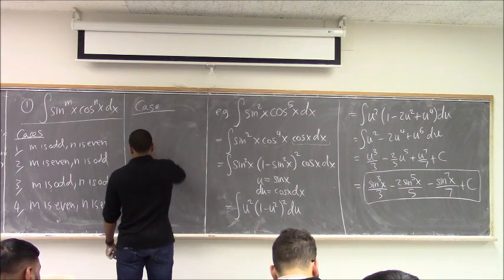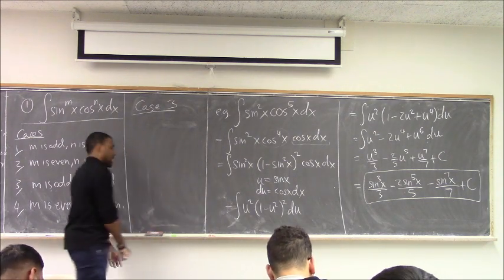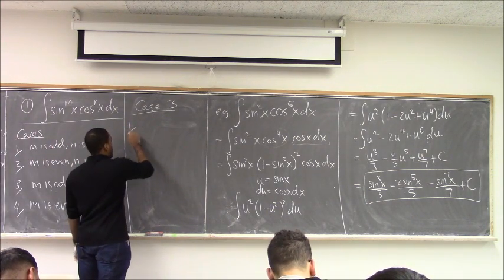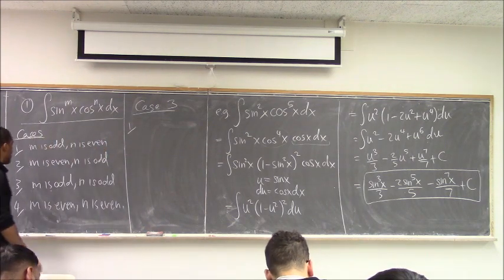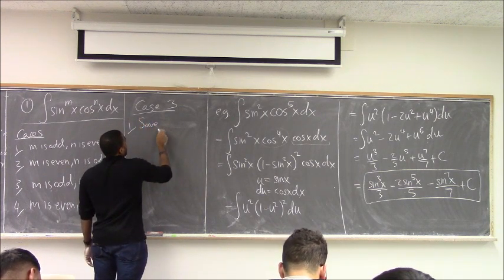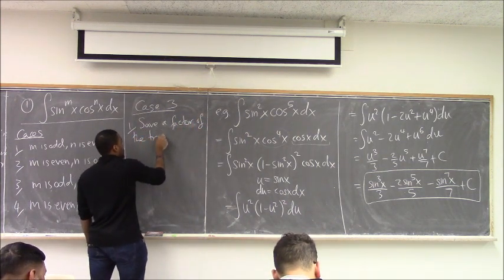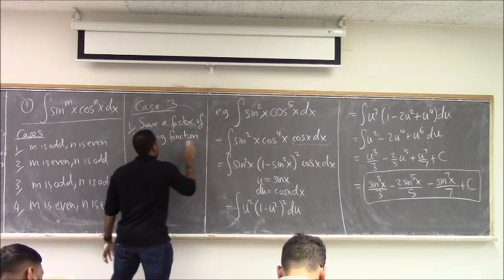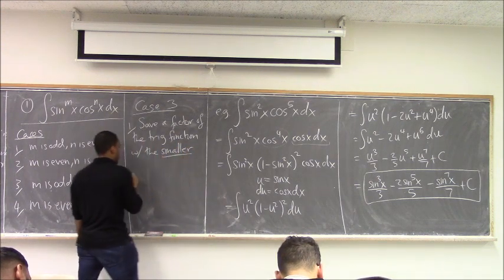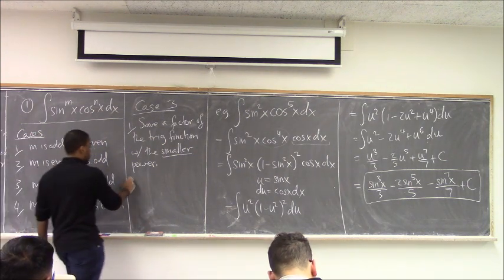Case 3. Say both are odd. Like you have sine cubed cosine to the fifth and you want to integrate that. Step 1: you're going to apply a similar strategy as above. You're going to save one of the odd powers. You're going to save a factor of the trig function with the smaller power. We'll get back to that. Why the smaller one.